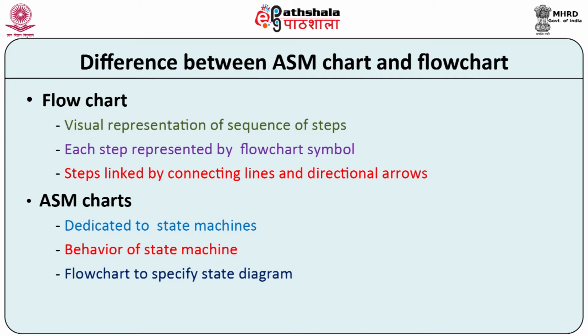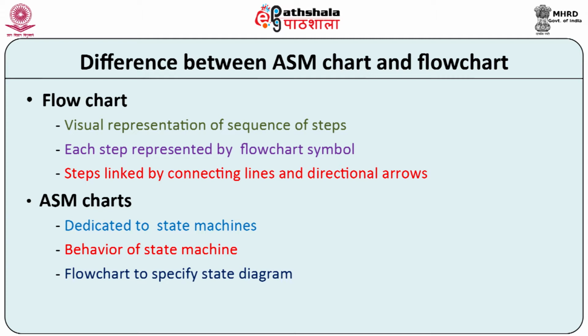A flow chart is a visual representation of the sequence of steps and decisions needed to perform a process. Each step in the sequence is noted within the flow chart symbol. Steps are linked by connecting lines and directional arrows. This allows designer to view the flow chart and logically follow the process from the beginning to the end.